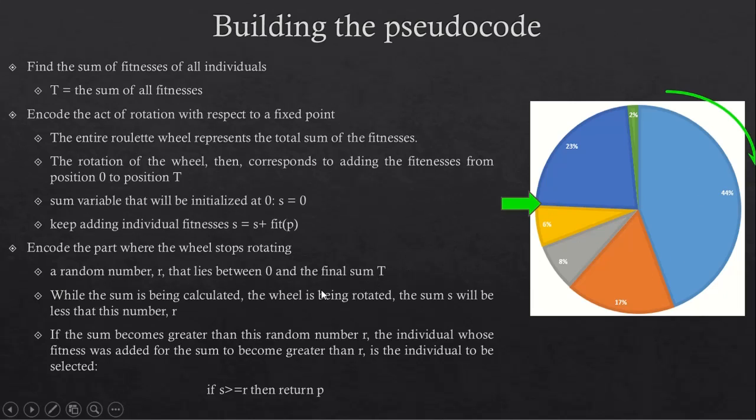While the sum is being calculated, the wheel is being rotated. The sum s at that time will be less than this number r. But as soon as the sum becomes greater than or equal to this number r, we stop the process of rotating. We stop the process of adding. The individual whose fitness value was added for the sum to become greater than r is the individual to be selected. I request you to pause the video now, go back to the beginning of this pseudocode explanation and understand it once again.